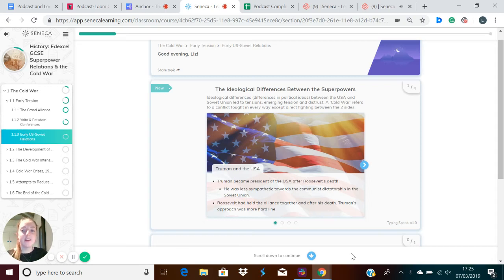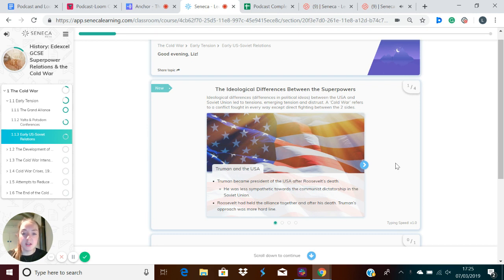Let's take a look at the early relations between the USA and the Soviet Union. Ideological differences means the differences in political ideas. These ideological differences were very different between the USA and the Soviet Union, and this led to tensions, emerging tension and distrust. A Cold War refers to a conflict fought in every way except direct fighting between the two sides.